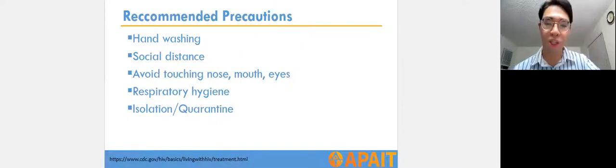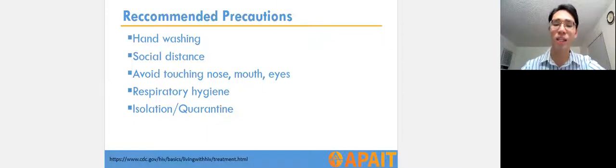All right, recommended precautions for COVID-19. So according to the CDC, those living with HIV are recommended to partake in the same safety precautions against COVID-19. So proper hand washing, social distancing, avoid touching nose, mouth and eyes, and respiratory hygiene. So that could look like sneezing into the sleeve, using tissues and throwing them away. And also isolating from others and maintaining up-to-date vaccinations, especially COVID-19.